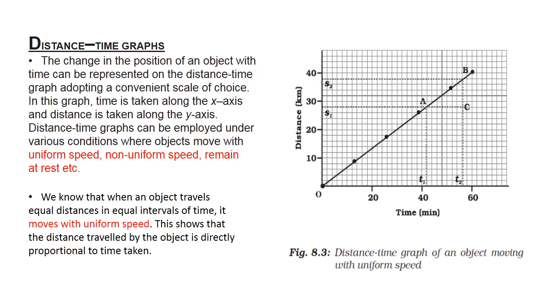Uniform speed means the object covers equal distances in equal intervals of time. That means the distance is directly proportional to the time, and when any two quantities are directly proportional to each other, the graph is a straight line which divides the quadrant into two equal halves and passes through the origin. So this is the nature of the distance time graph for uniform motion or uniform speed.